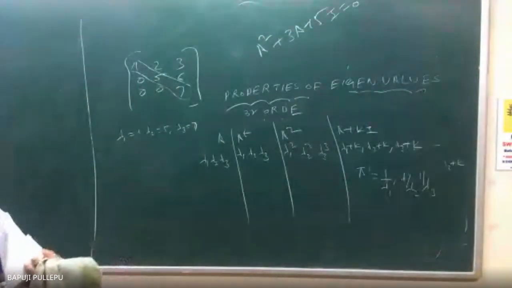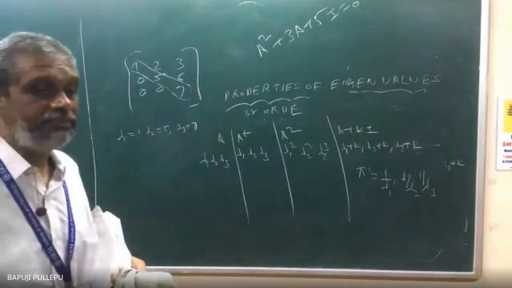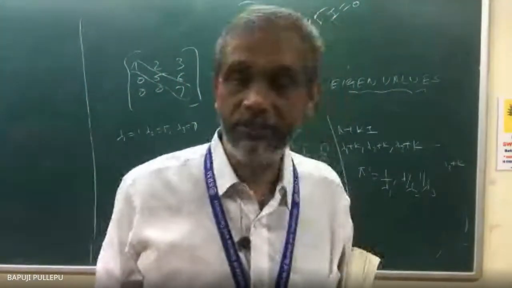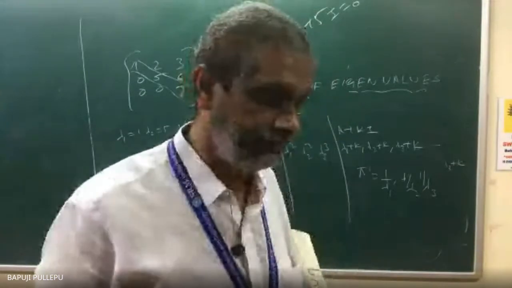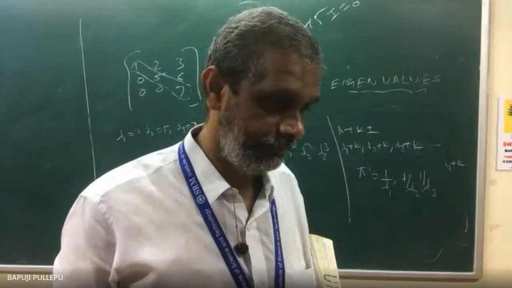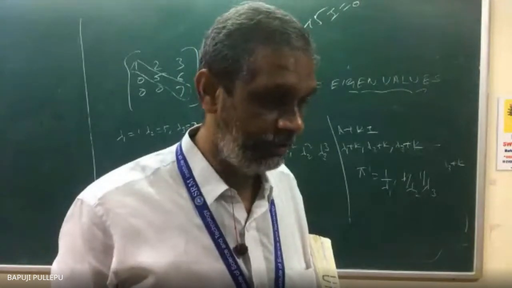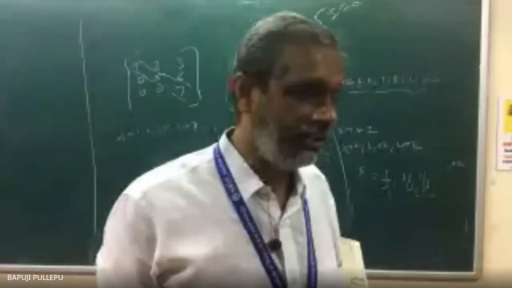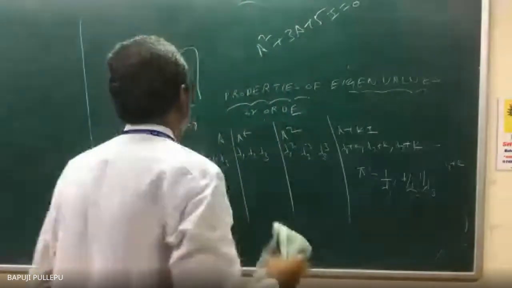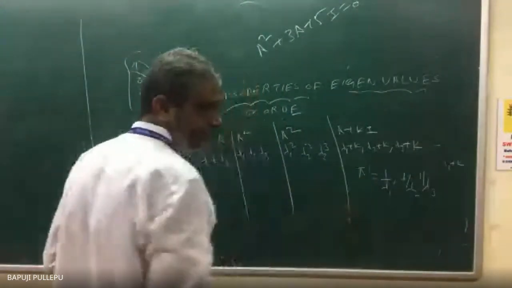Now, properties of eigenvalues. The important thing is what? The sum of the eigenvalues is the trace. The product of the eigenvalues is what? The determinant. That you should remember. Am I correct or not? Yes, sir. That is very, very important. While doing problems, it will be helpful. Okay, copy this down fast.